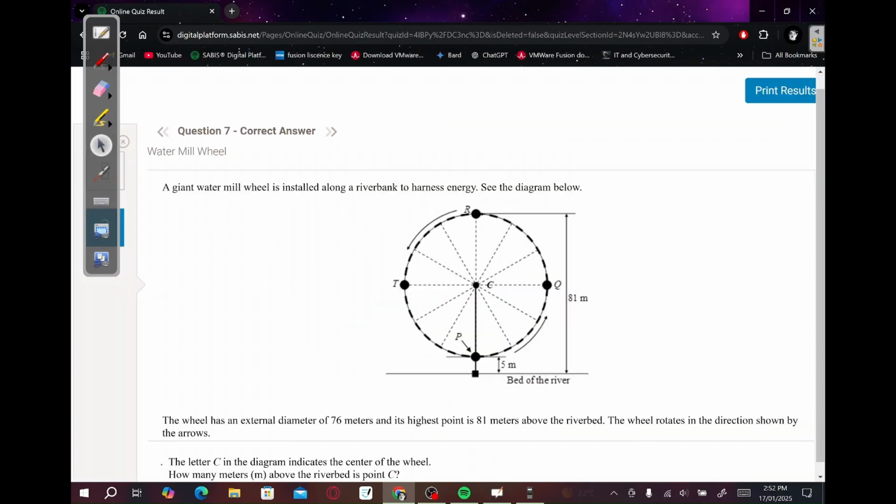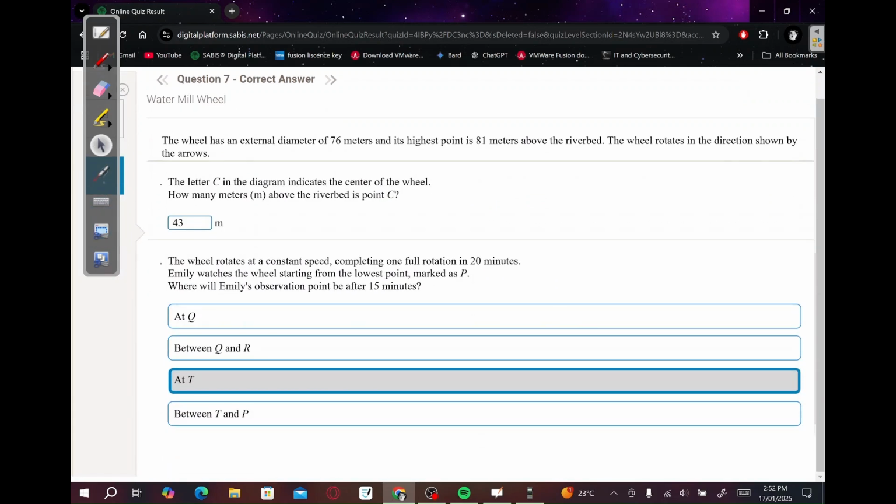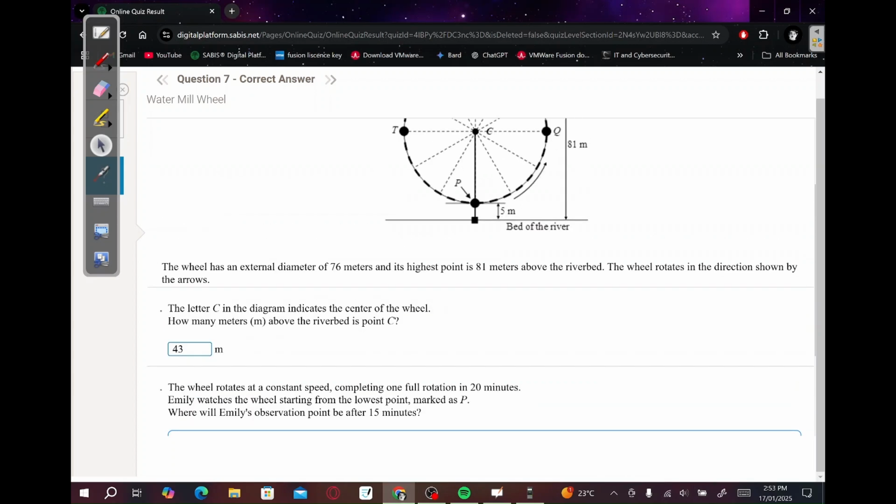Now we move on to part B. The wheel rotates at a constant speed, completing one full rotation in 20 minutes. Emily watches the wheel starting from the lowest point marked as P. Where will Emily's observation point be after 15 minutes?